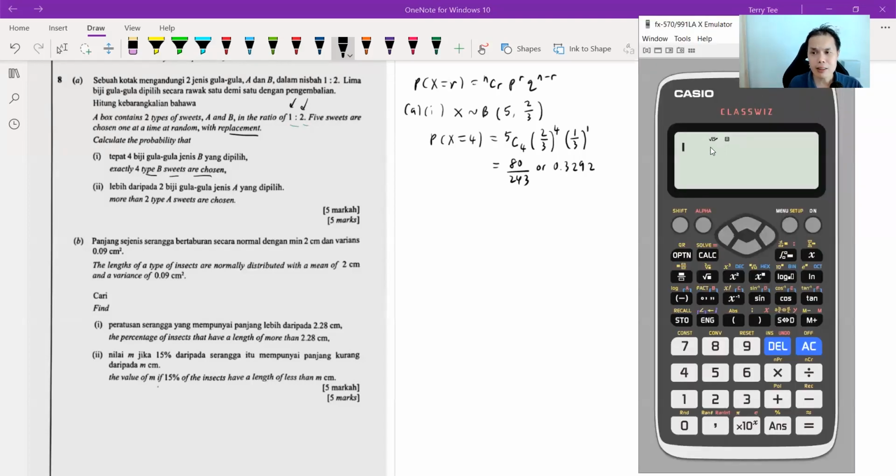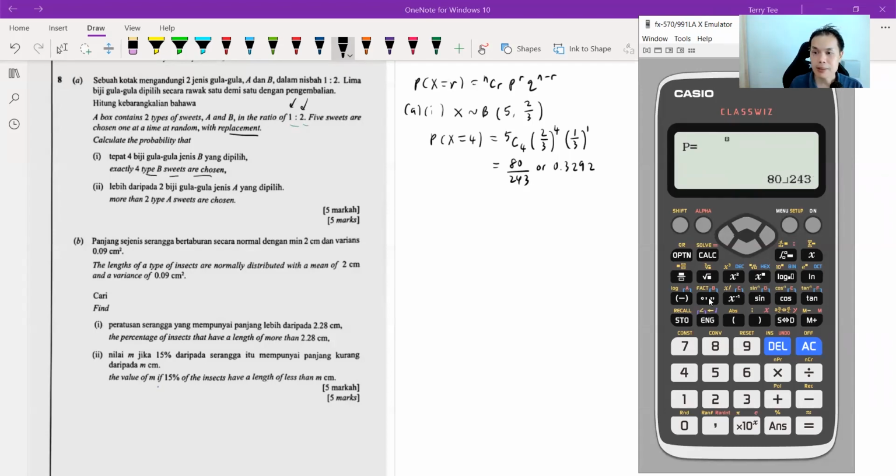Now, for those who have this calculator, the ClassWiz calculator is so much better. You can just key in your n, your x, you get the answer. But first, we type in mode, press 7. This is 7 for distribution. Press 4 for binomial PD. You go to 2 for variable. Your x value is 4. Your n value is 5. Your p value is 2/3. There you go.